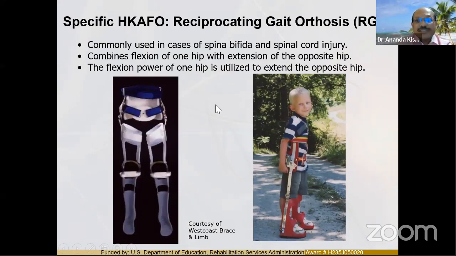Now this is an HKAFO. See, this is the HKAFO. We commonly use it for spina bifida, spinal cord injury, or it may be the LS, that is a lumbosacral HKAFO. If there is associated trunk paralysis, it can use this.